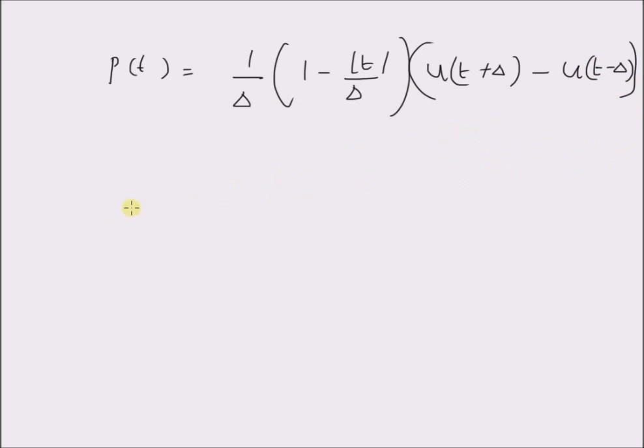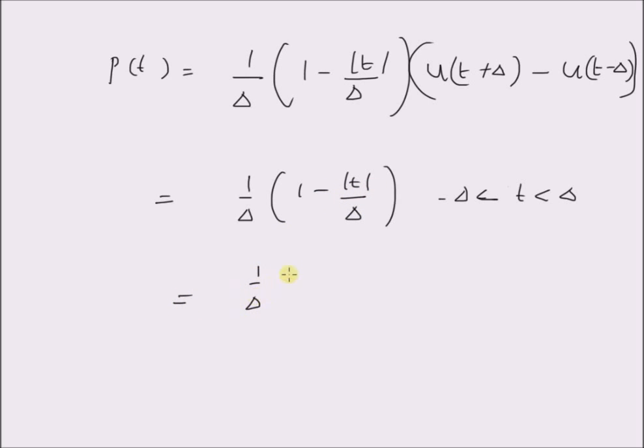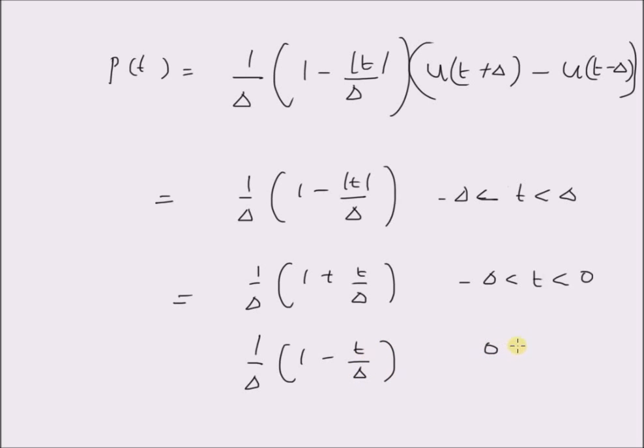From the definition we can clearly see that it is equal to 1 by delta into 1 minus absolute value of t by delta only for values of time between minus delta and plus delta. And since we have absolute value of t, it can be rewritten as 1 by delta into 1 plus t by delta for minus delta less than t less than 0, that is on the left side of time t equal to 0, and is equal to 1 by delta into 1 minus t by delta on the right side.